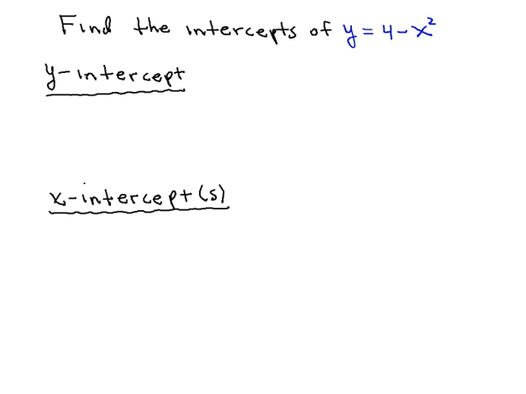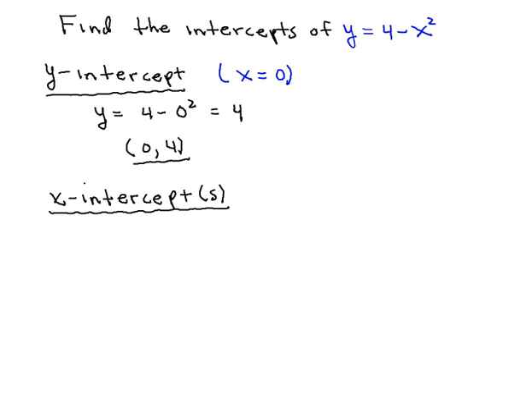Now, to find the y-intercept of any graph, you know that's the point where the graph will cross the y-axis. We know that the x-coordinate of that point is 0. So what we do then to find the y-intercept of the quadratic function that we have here, y equals 4 minus x squared, is let x be equal to 0 and then solve the equation for y. So we have y is equal to 4 minus 0 squared, which is equal to 4. So we can say that the y-intercept will be the point (0, 4).